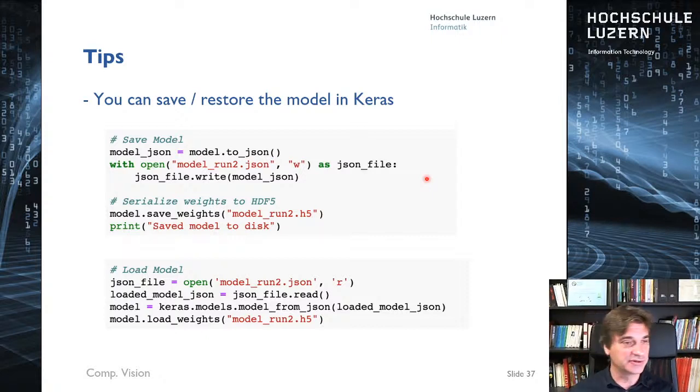Okay, one more tip for homework. When you train your model, of course, you would like to save your model. Saving and restoring models in Keras is not so difficult. You can just convert your model to a JSON file. You have to do it in 2 steps. You have to write your model, and then you also have to write the weights for your model. And then if you want to load the model again, you again need the model file and the weights file to have a running model again.